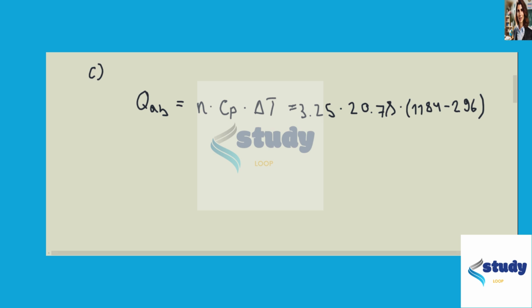The result will be in joules, but for the final answer we will convert this into kilojoules, and QAB will be equal to 60 kilojoules. Because these values, when we calculate them, turn out to be 60,000 joules, so it is easier to write it in units of kilojoules.